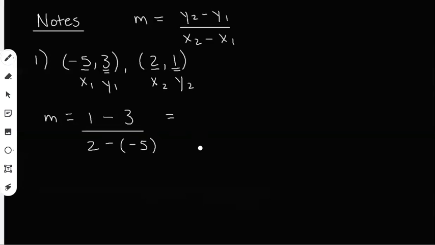So now doing the top of the fraction first, 1 minus 3 is going to give me what? 1 minus 3 is -2. On the bottom, I have 2 minus -5. That's the same thing as 2 plus 5, which would be what? 2 plus 5? Yeah, 7. So the 7 is going to go on the bottom.